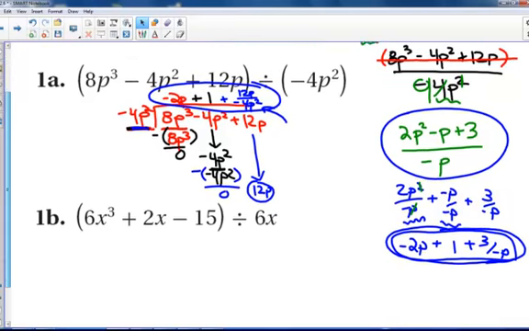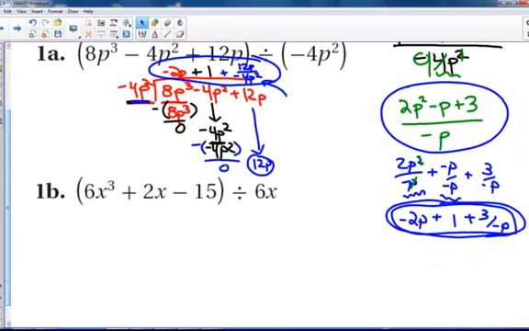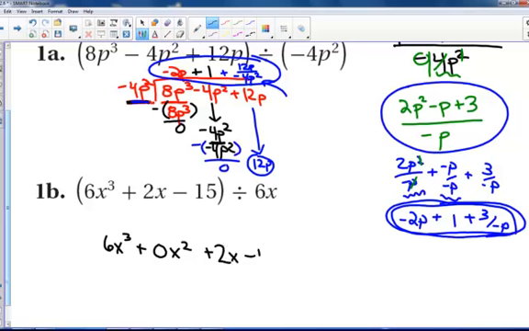Alright, let's try to do that long division method with the next one. 6x cubed. I'm going to put in an x squared term being 0. I don't have an x squared in this equation, so I'm going to put one in just because I like to hold every spot. So see how it goes, x cubed, then x squared, then x, then no x's. And we're dividing by 6x.